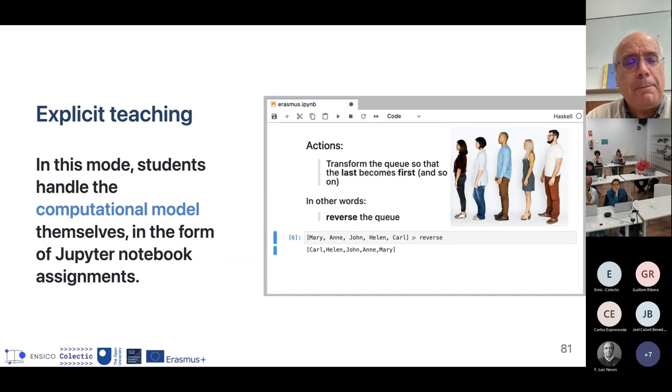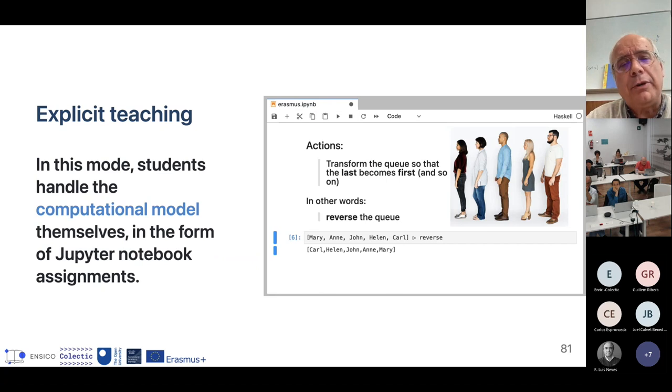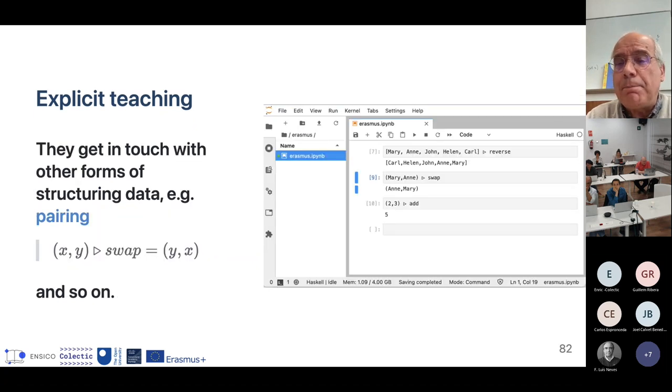Now the students play the piano, as I said, and they get in touch with other forms of structuring data. For instance, pairs. When they give hands to each other, they build pairs of people. And pairing is the other data structure, a very, very simple data structure, which is very effective. The pair is ordered, and then you can swap the order, for instance. It's the second ingredient in this slow path towards data structuring that, of course, later is going to be much more sophisticated.